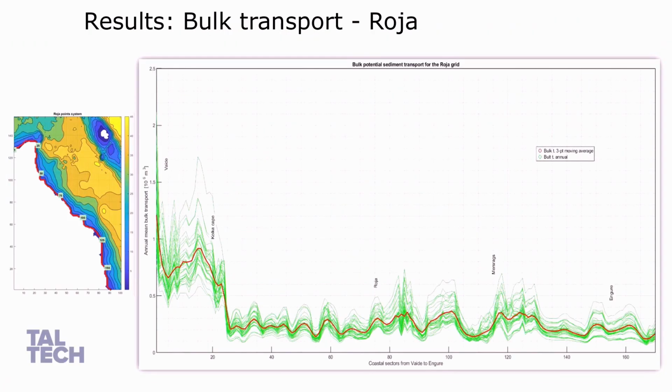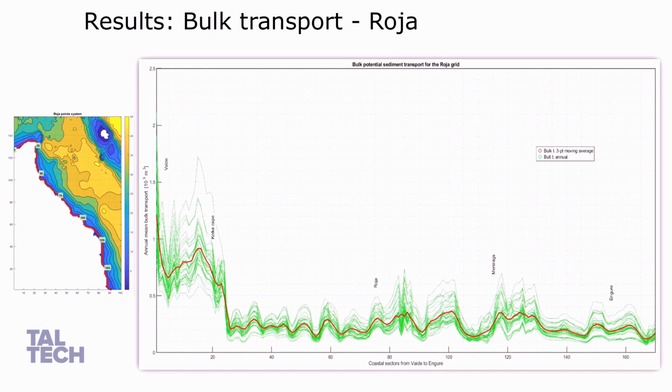Now, I sub-selected two of my subgrids in order to keep within the time limits. I have taken the Roja grid, which goes more or less from Kolka Cape until the harbor of Engure. In this one, these are the bulk transport measures.